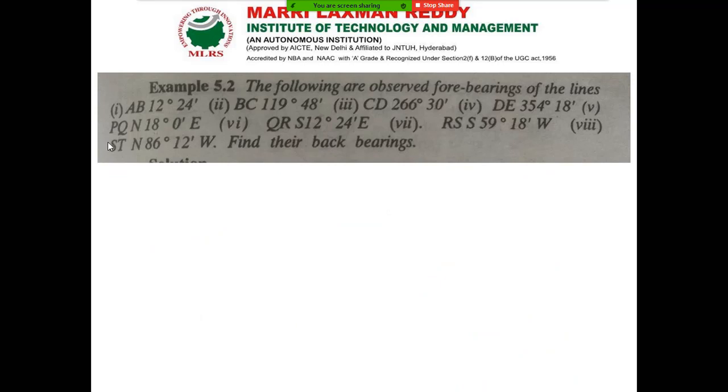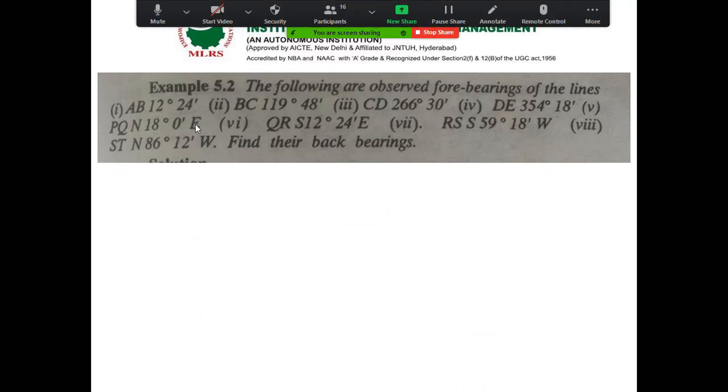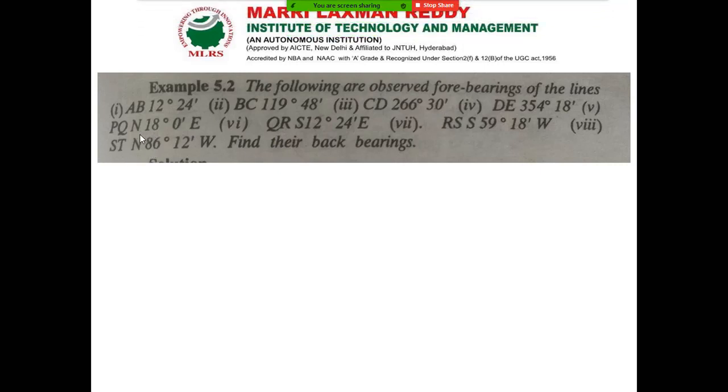So now the second thing, that is, they have given PQ, QR, RS and ST. All the readings whatever they have given now are in the form of the reduced bearing system. Now this one is very easy to get the reading. So now I will tell the example. So north, south, east and west. They have given the reading as 18 degree east. So 18 degree east.